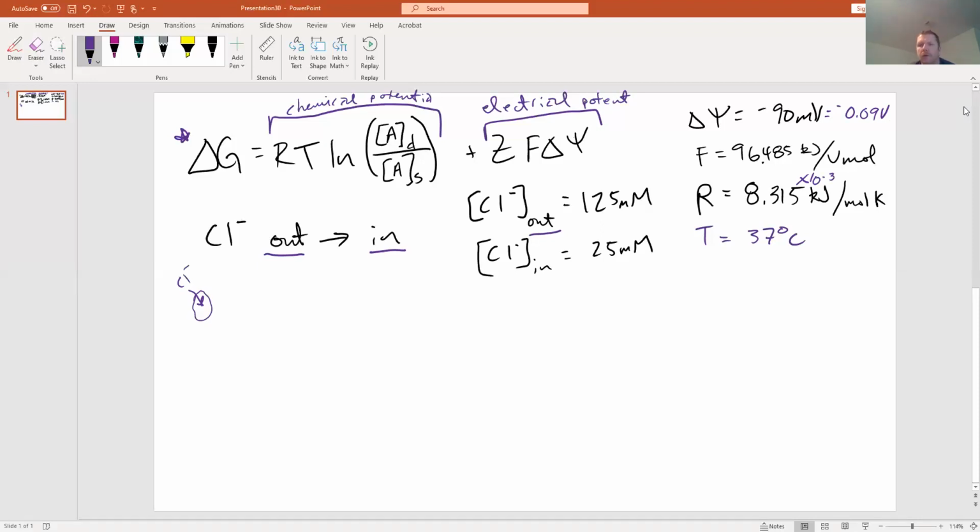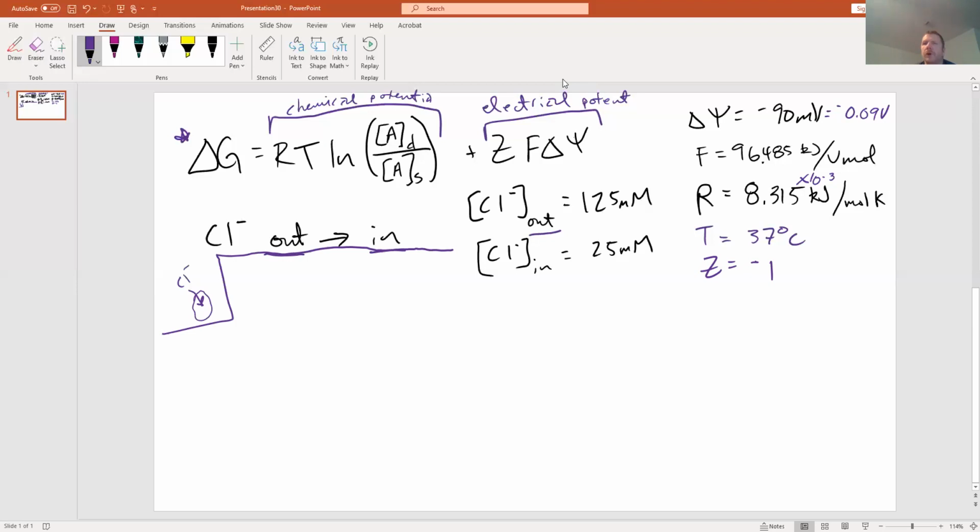Kilojoules per mole Kelvin. My temperature is 37 degrees Celsius. And then the last thing that I need to worry about is my Z value, and that is the charge of my ion, which happens to be negative 1. Okay, so there's everything that we need, but let's go ahead and tackle the chemical potential portion of this reaction first. So I'm going to give myself a little boxed off space here.